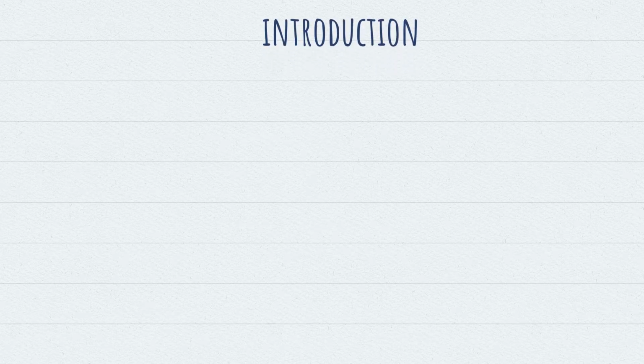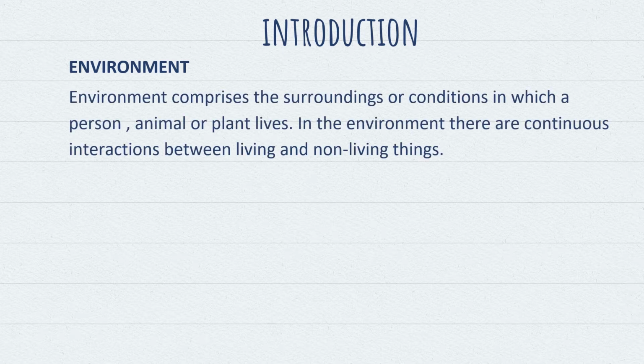So let's have the introduction to the environment. What is environment? Environment comprises the surroundings or conditions in which a person, animal, or plant lives. In the environment, there are continuous interactions between living and non-living things. Human beings are an integral part of the environment in which they live.